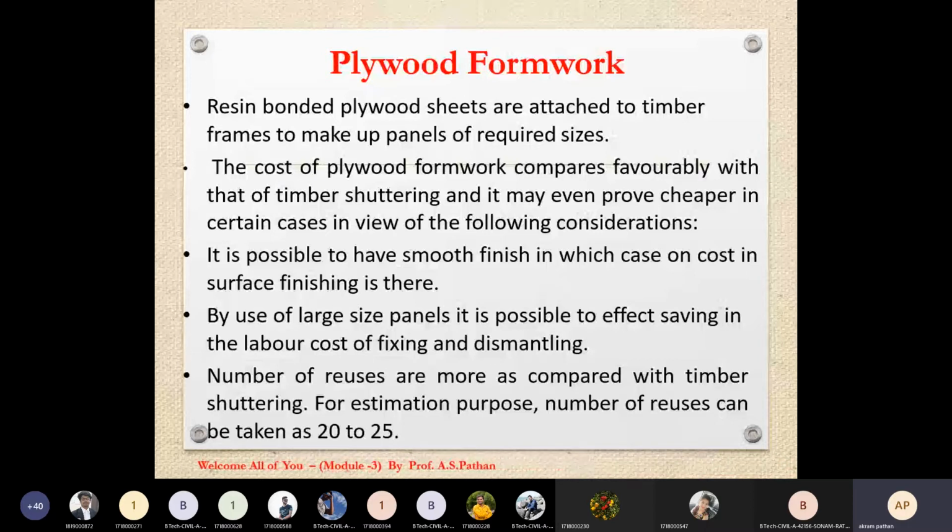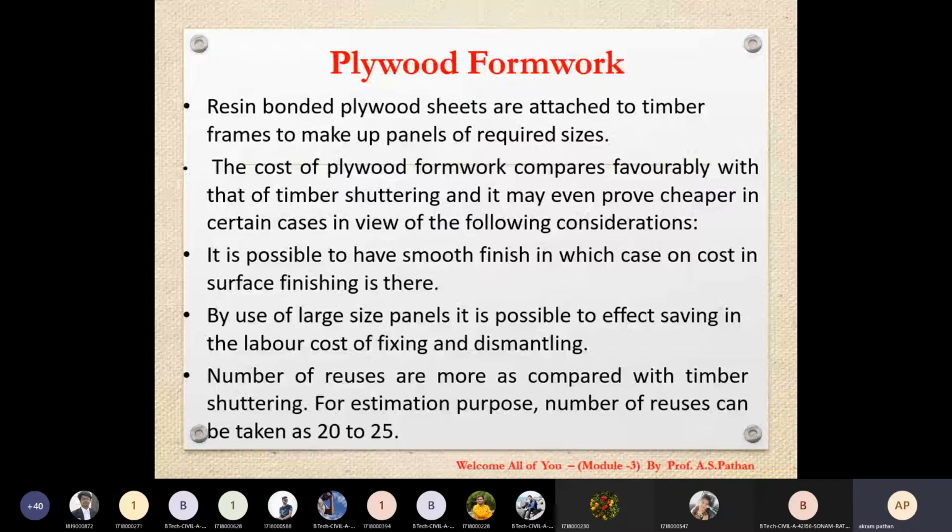By using large-size panels, it is possible to save labor cost in fixing and dismantling. Whenever we do formwork for any structure, for example a residential building, we have five components: the column footing, then column, beams, slabs, and staircase. These are the five components for which we have to do the formwork in a residential building.